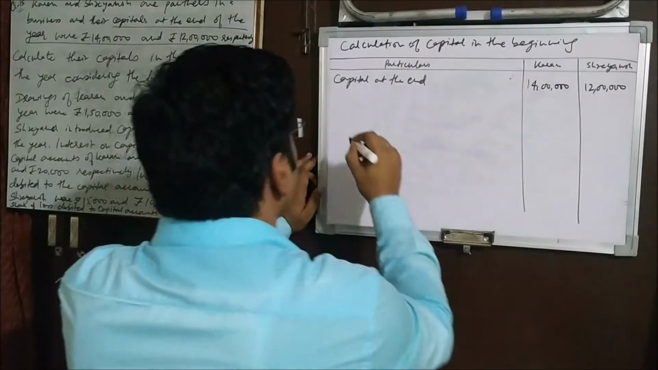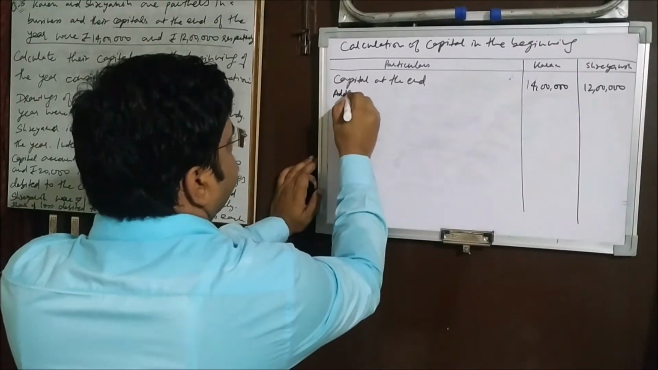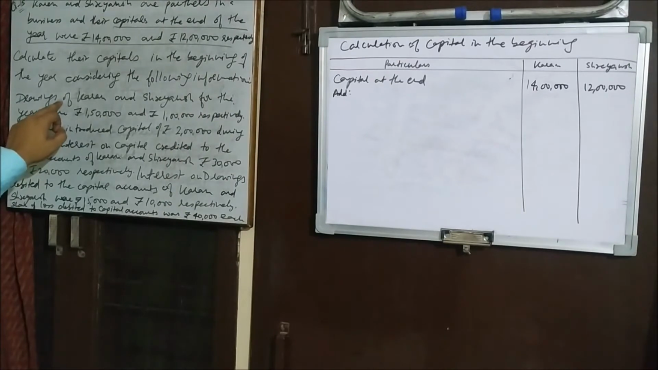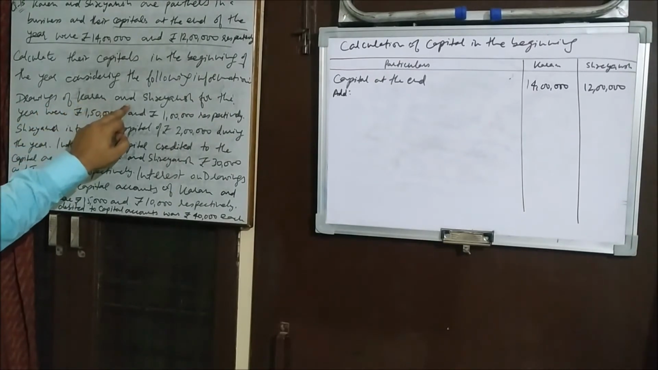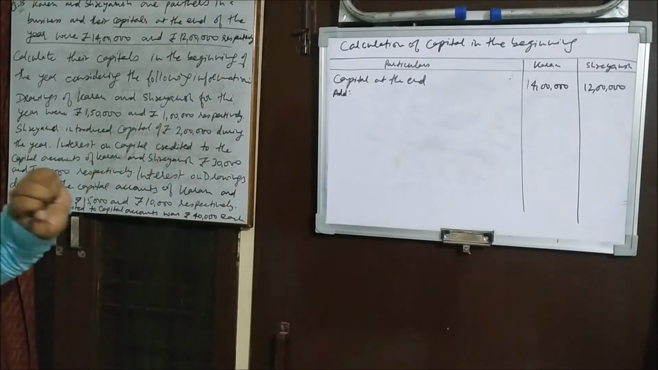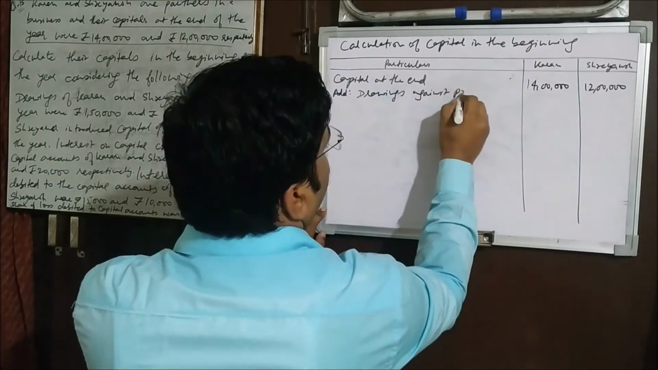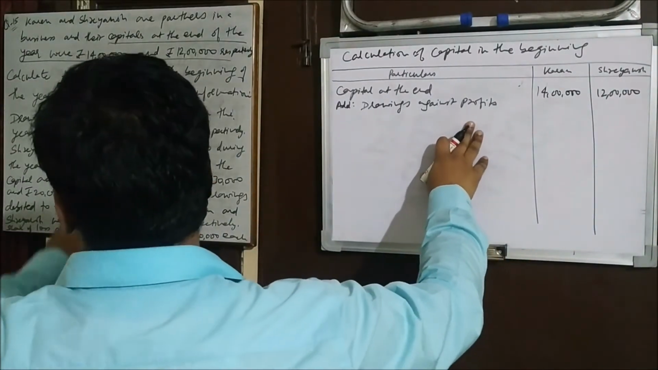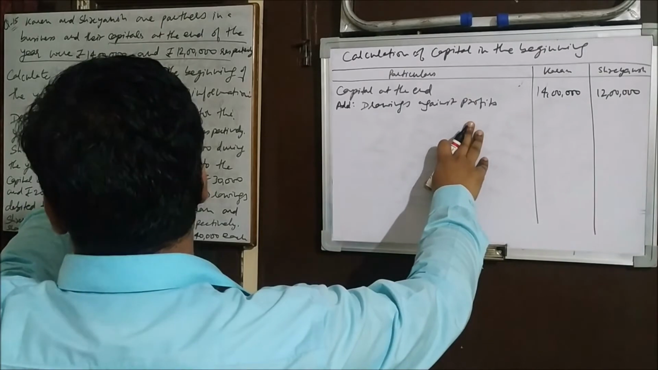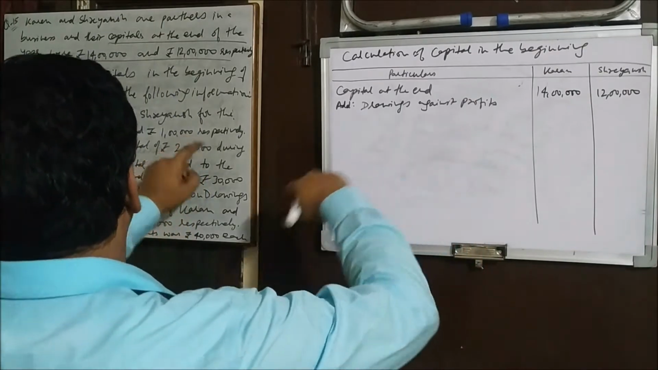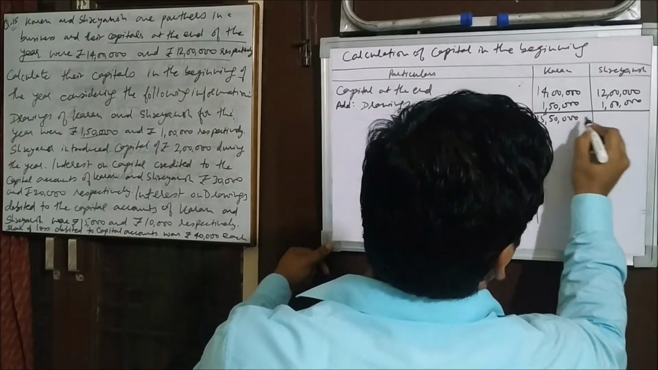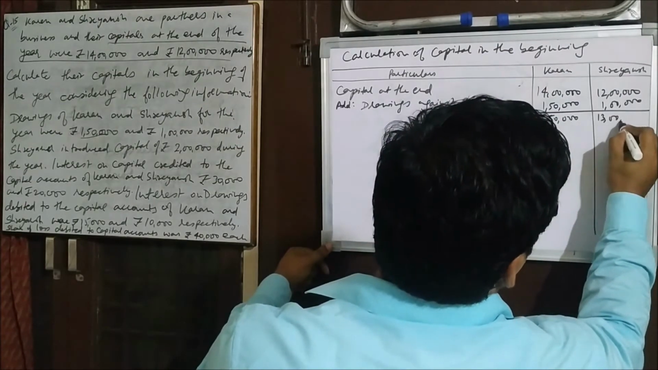Okay, now we'll add a few items over here. What we have to add? Very first, drawings. Drawings of Karan and Shreyansh for the year were rupees 1,50,000 and 1 lakh, and that will be drawing against profit. So let's see the amount there. Drawings against profit, 1,50,000 and 1 lakh. We need to add these. It becomes 15,50,000 and here 13 lakh.